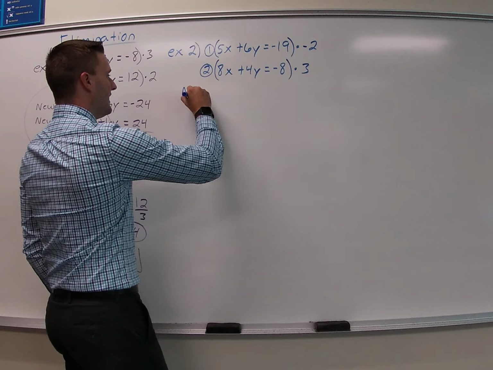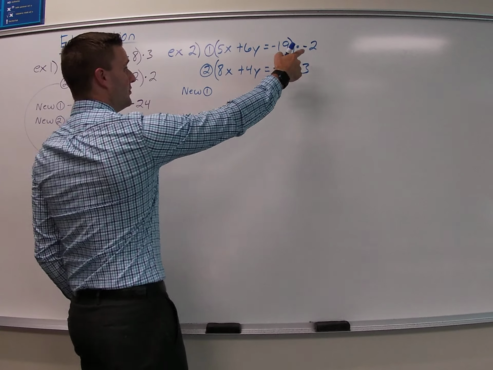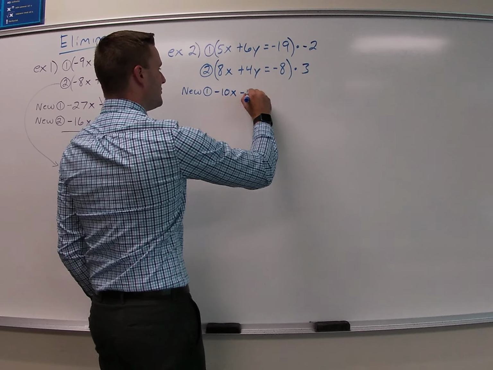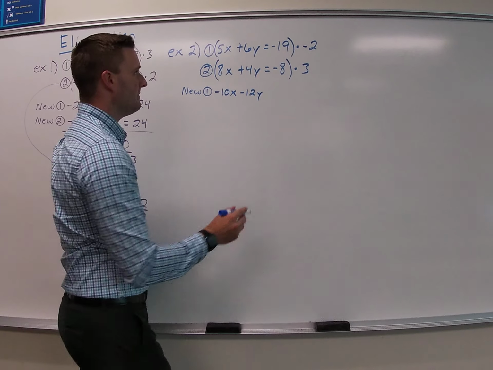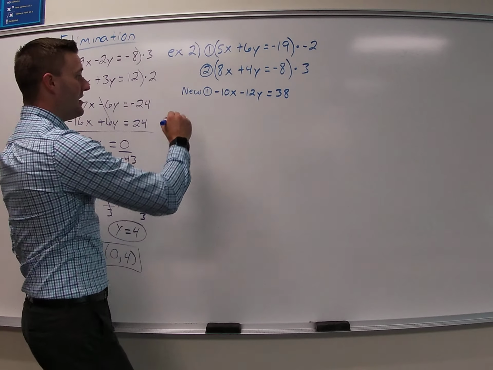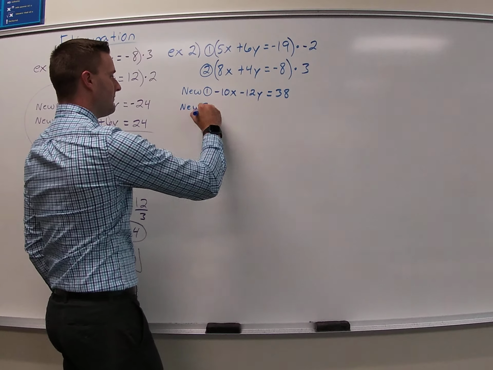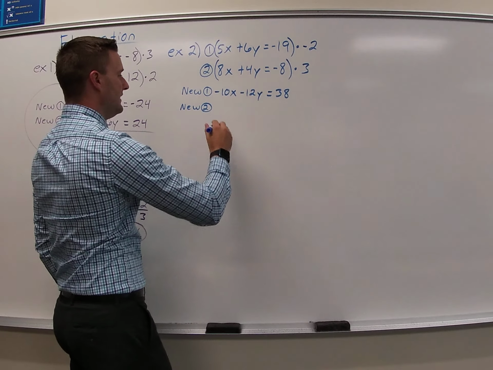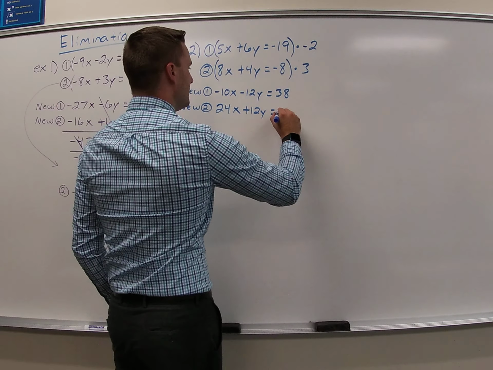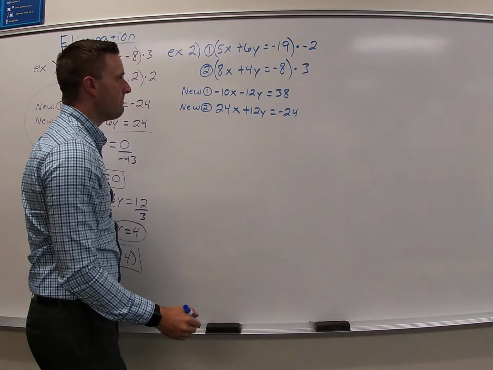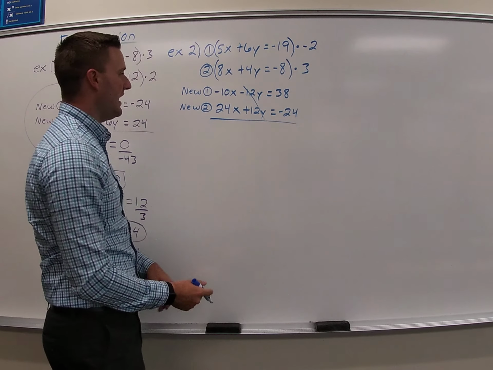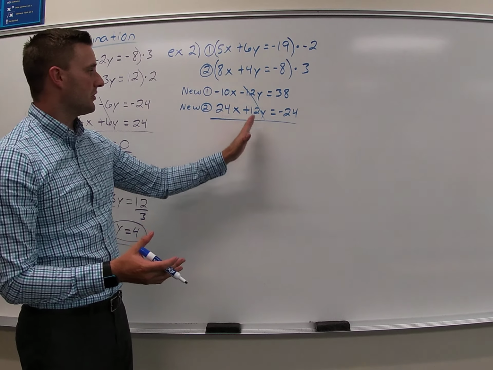So we have our new line 1. After I distribute or multiply each term by a -2, I'm going to get a -10x minus 12y, that was our goal, equals, and this is a +38. Now my new line 2, after I multiply each term by 3, I'm going to get a 24x plus 12y equals -24. So multiplying each term by 3. What happens is that my y's cancel out. I have a +12y and a -12y. So those are gone.